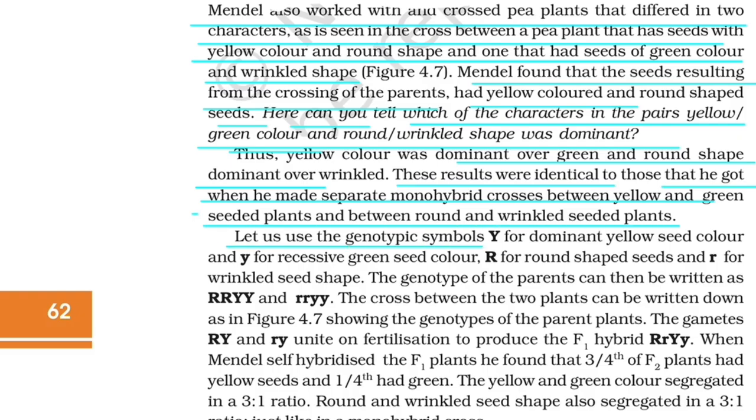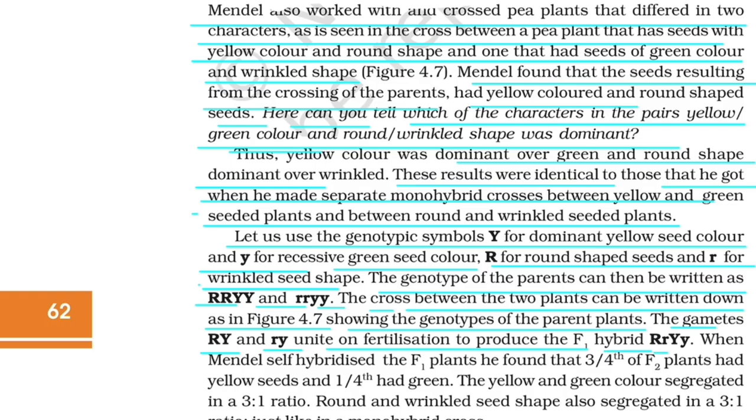Let us use the genotypic symbols: Y for dominant yellow seed color and y for recessive green seed color, R for round shaped seeds and r for wrinkled seed shape. The genotypes of the parents can then be written as RRYY and rryy. The cross between the two plants can be written down as in figure 4.7, showing the genotypes of the parent plants. The gametes RY and ry unite on fertilization to produce the F1 hybrid RrYy.